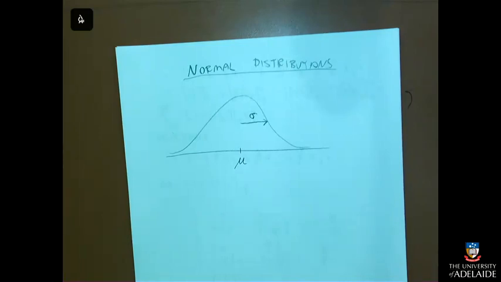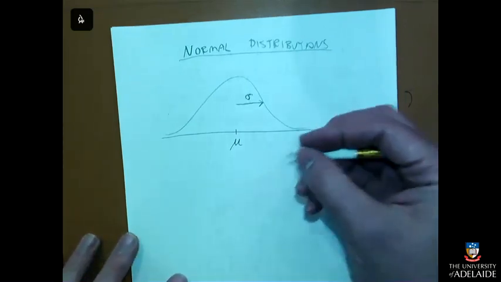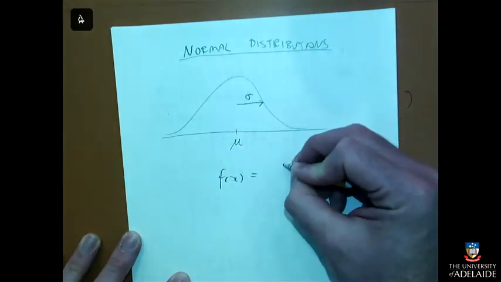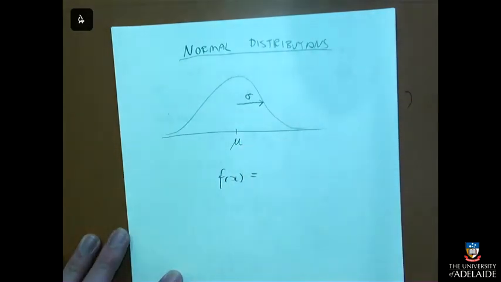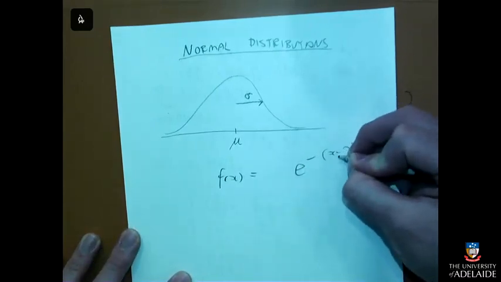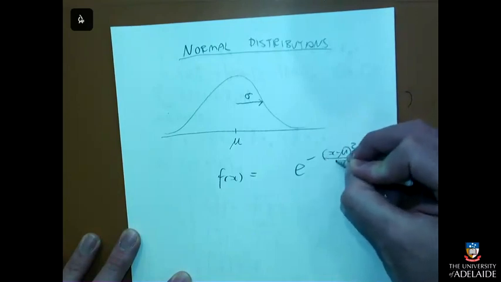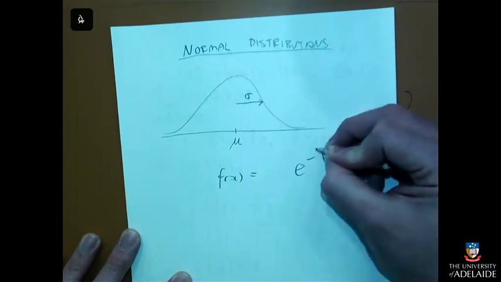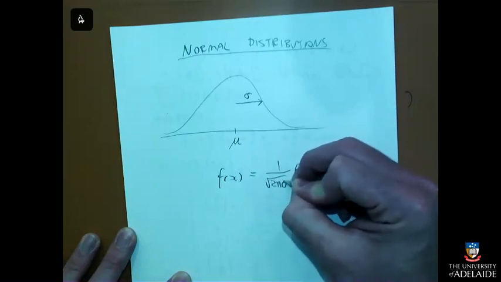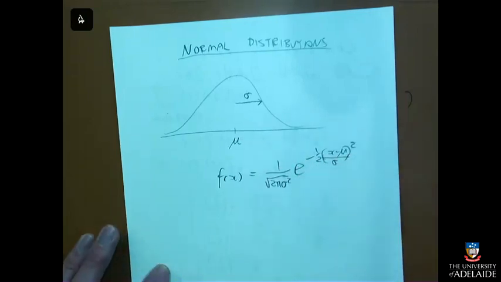And let's see if I can remember it off the top of my head. It's got an e to the minus x squared in it, and it's an x minus mu over sigma, and I think there's a half here, and there's like a 1 over root 2 pi sigma, I think. I'll just look it up. No, you don't need to remember that, but I just think it's fun to remember it.